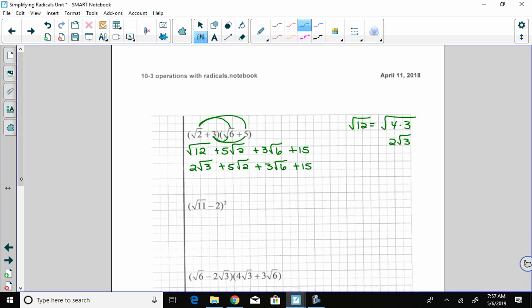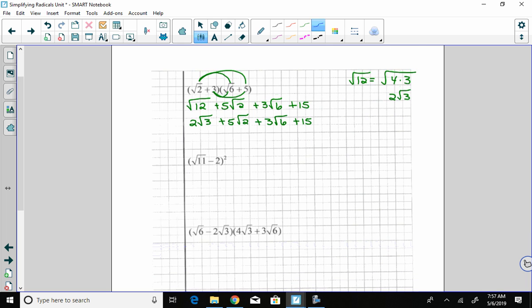Take a look at the second problem. It's really kind of interesting to see what happens. We have seen problems like this when we are working with our quadratics. And we got an interesting pattern. We got like a perfect square trinomial. Well, with the radical, it is different.